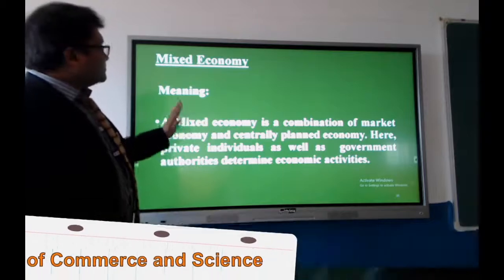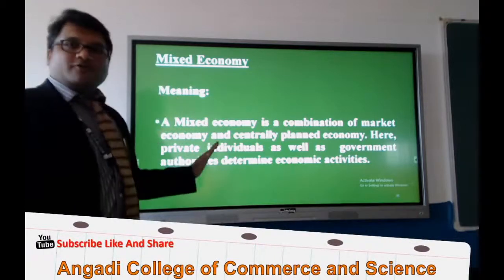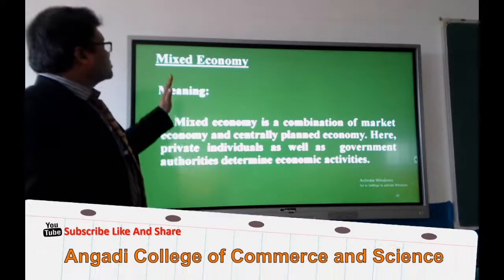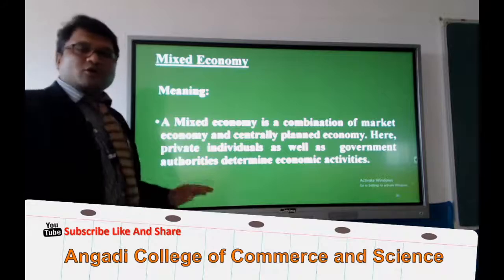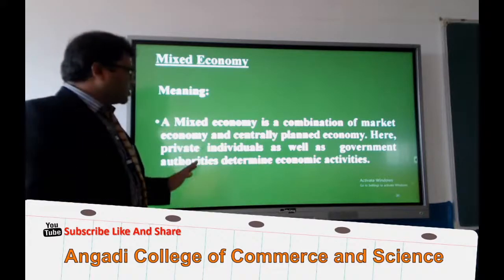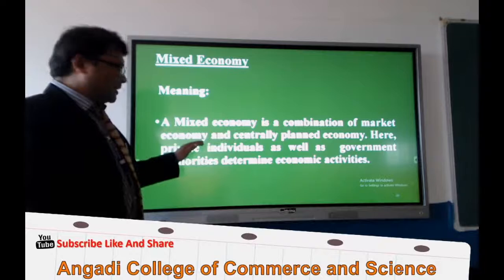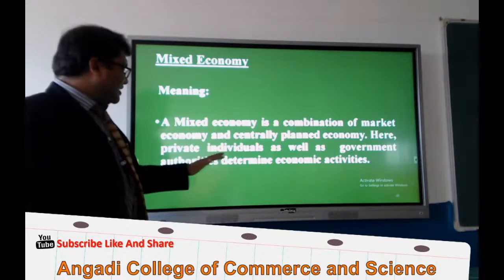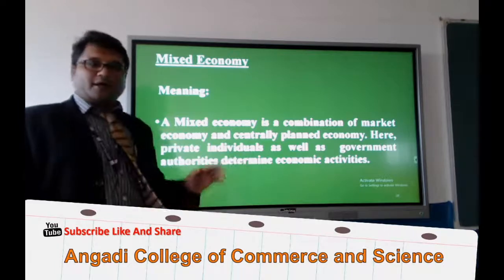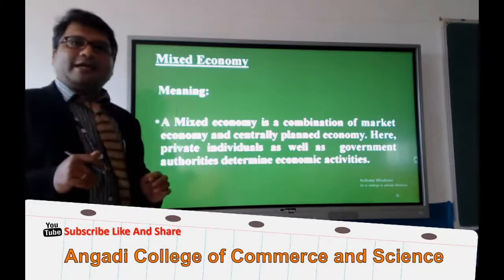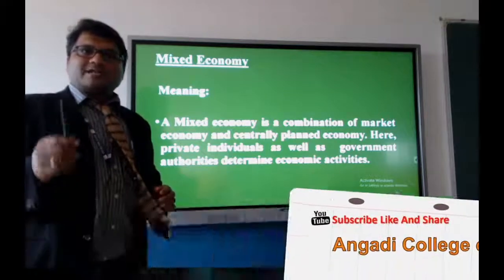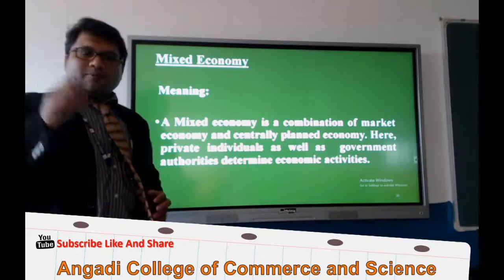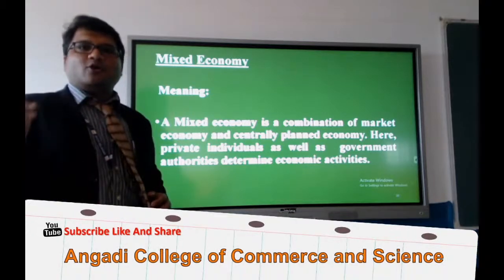This is the last type of economy which exists in the market, and this is called mixed economy. Our own country is an example of mixed economy. It is a combination of market economy and centrally planned economy. Here, private individuals as well as government authorities determine economic activities. In a country like India, government companies as well as private individuals both have the freedom to come up with businesses, establish companies, and carry out businesses.